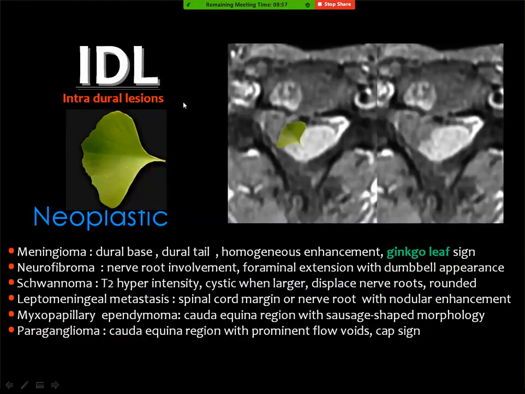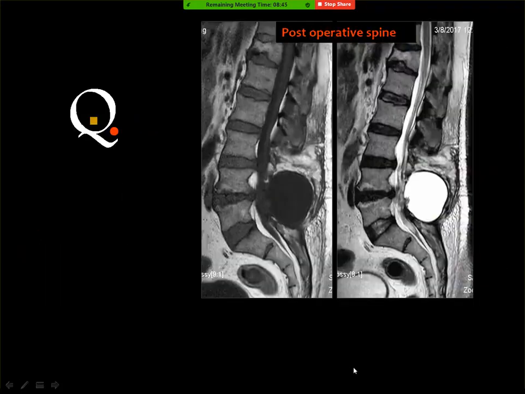You remember intradural lesions include mainly meningioma, neurofibroma, and schwannoma. If the patient is known to have a primary malignancy, consider metastasis. Then the non-neoplastic lesions will include arachnoid, epidermoid, and dermoid cysts. Then this is a lipoma? No, it is a meningocele. This is the post-operative spine. Pseudomeningocele. It is post-operative, so it is pseudomeningocele.